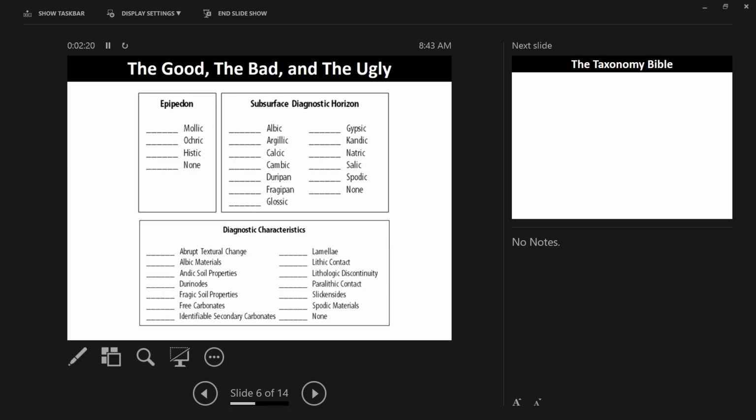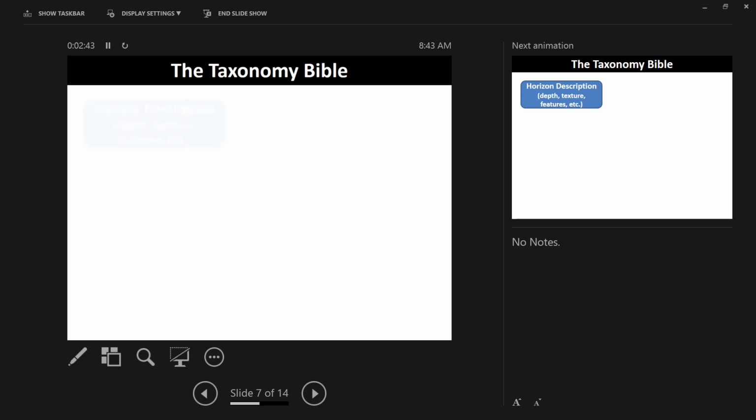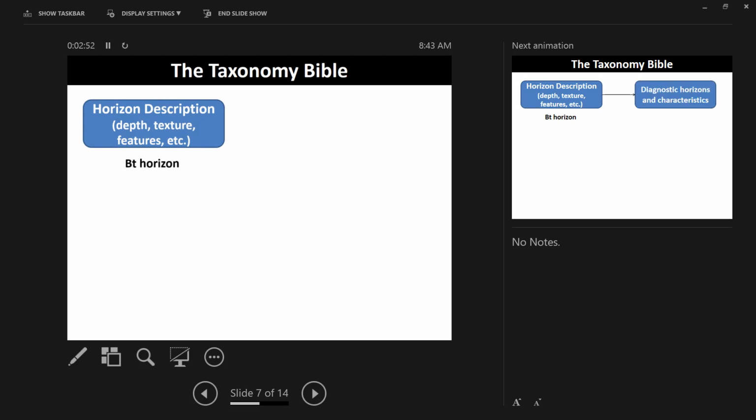Again, in order to get to that, here's maybe the bad news. We have to be able to classify the surface, which is called the epipedon, then the subsurface, which is called the diagnostic horizon, and then document any characteristics in addition to those surface and subsurface horizons that might be important in that classification of soil order. Okay, so the way that it works. You start with a horizon description. You get the depth, the textures, the features. You've already done all of this in the field.